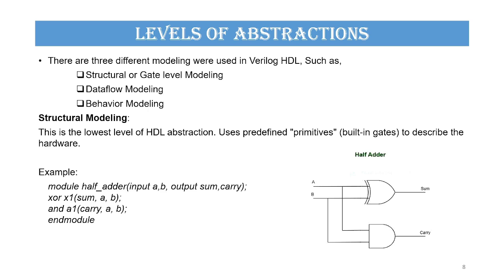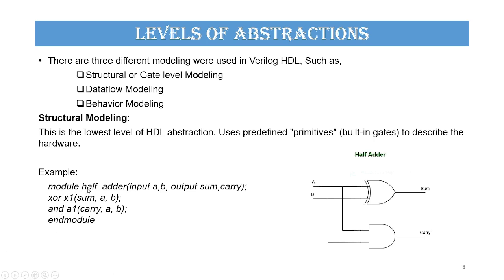First of all, we are going to see what is structural modeling. It can also be called gate level modeling. It is the lowest level of abstraction, and it uses gate primitives, that is, already predefined gates are used to describe the hardware. That's why it is called structural level modeling or gate level modeling, because predefined gates are used here.